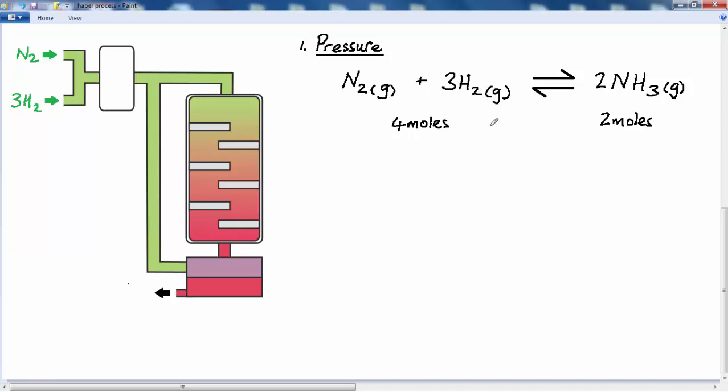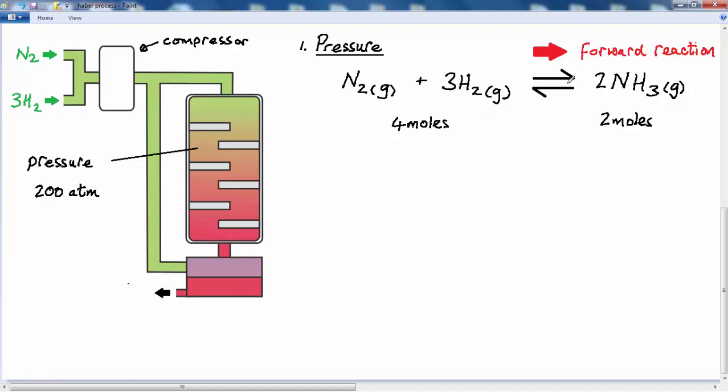So if we increase the pressure, the reaction is going to move in the direction which causes a reduction in pressure. So by increasing the pressure, we will favour the forward reaction. So that's what this apparatus is doing here. This is a compressor, and that's going to increase the pressure of the gas to 200 atmospheres. So inside this section of the apparatus, the pressure of the gases is increased up to 200 atmospheres. So we've got very high pressure.